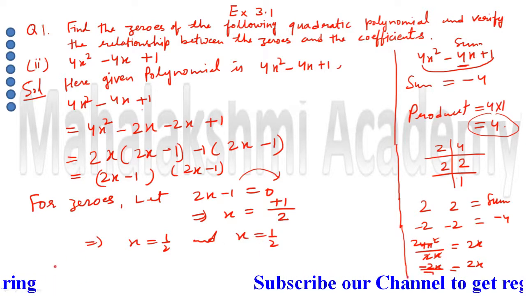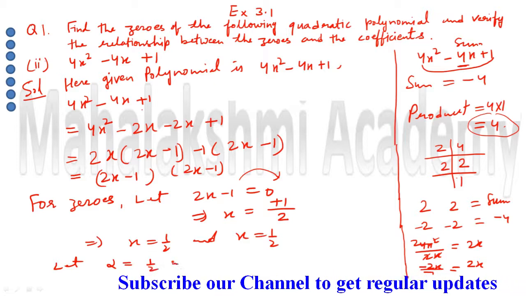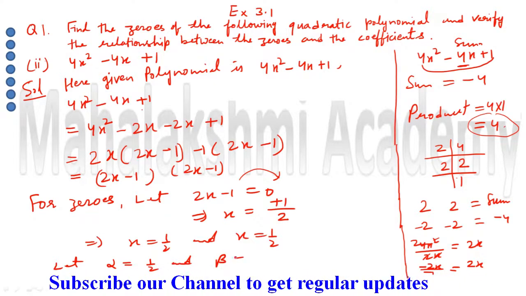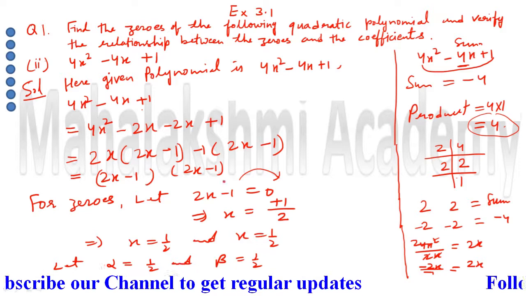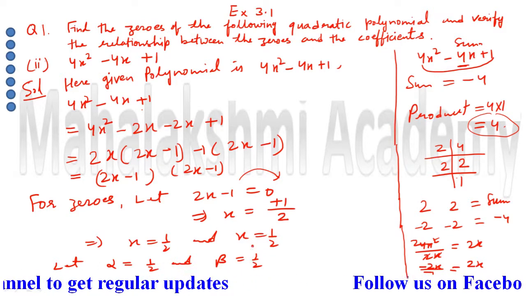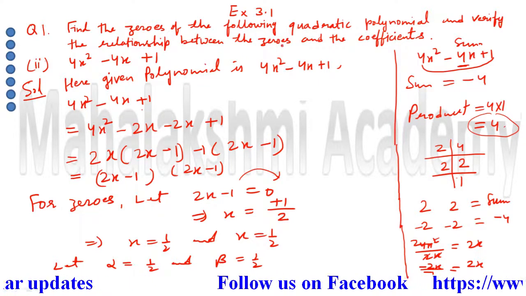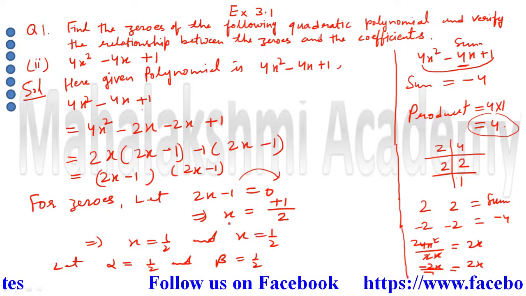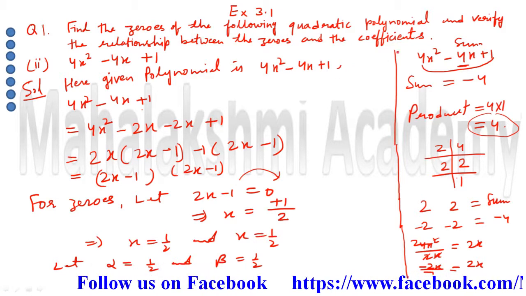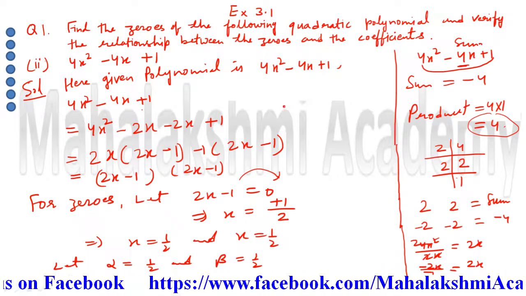Now we will assume them as alpha and beta. So let alpha is equal to half and beta is also half. So these are the two zeros. I hope it's clear to you how I got the two zeros. Now what we have to do is establish the relationship between the zeros and the coefficients. Zeros we already achieved. Now we have to get the coefficients. So we are going to compare this equation with the standard quadratic equation.